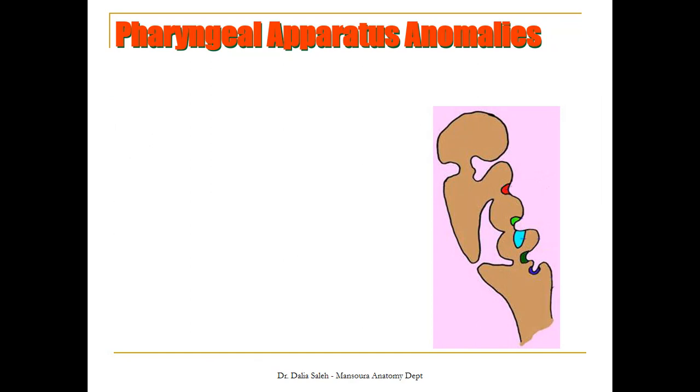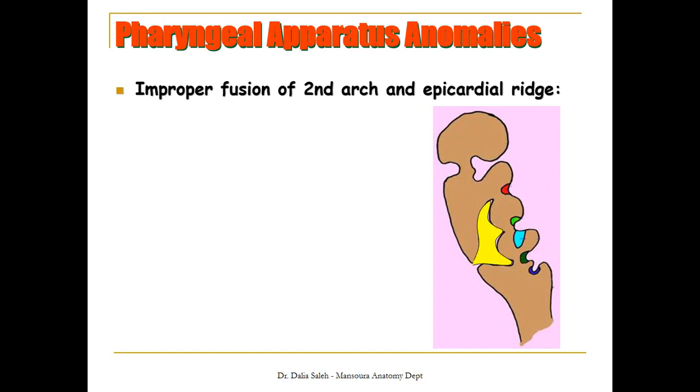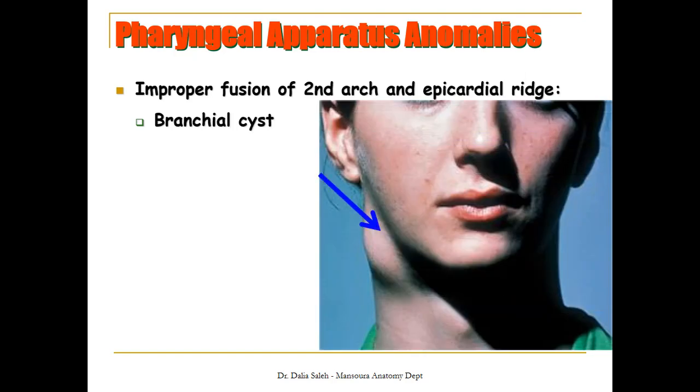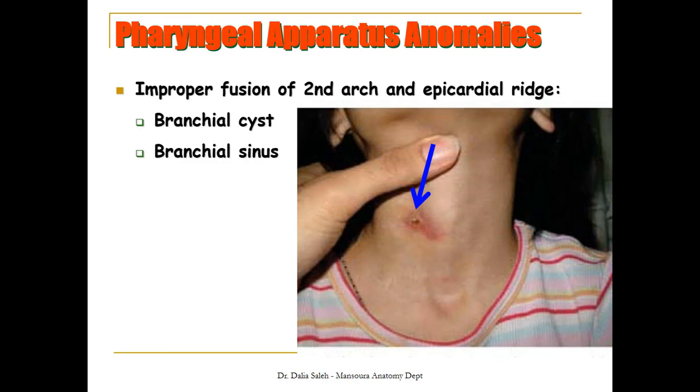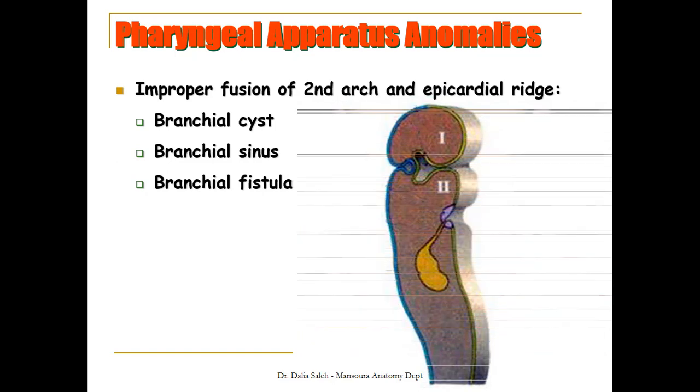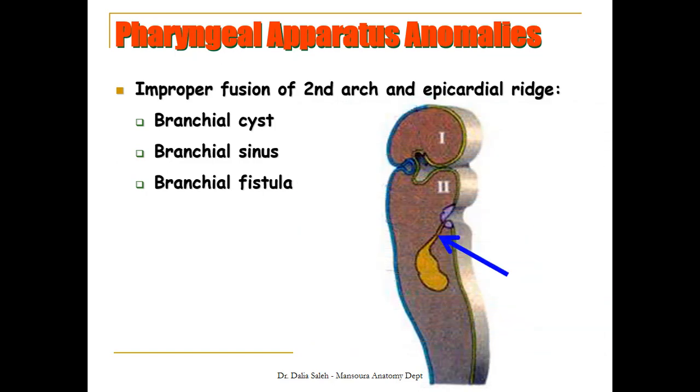The second type of anomalies is because of the improper fusion of the second arch and the epicardial ridge, leading to the persistence of the cervical sinus. So we end up with what's called the pharyngeal cyst, a swelling in front of the sternomastoid at the side of the neck. Sometimes it opens by an opening on the surface. We call it the pharyngeal sinus, or it may even open to the pharynx. So we call it the pharyngeal fistula, and in this case it will open at the tonsil.